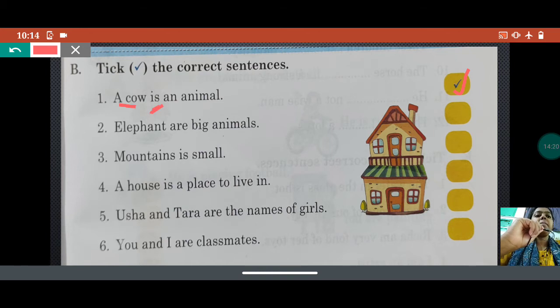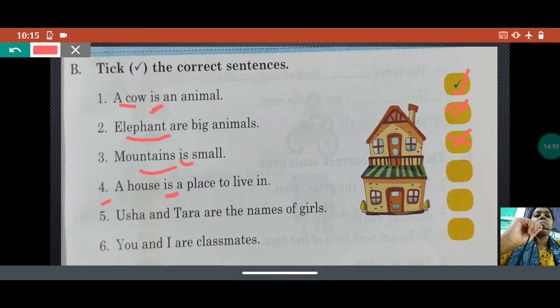Elephant are big animals. Elephant is a singular noun. When we add s, then it will become a plural noun. So for a singular noun we use is, but here are is used. Elephant are big animals, so this is wrong, so you will cross this box. Number 3, mountains is small. Mountains, we are talking about more than one mountain, but is is used, so this statement is also wrong.